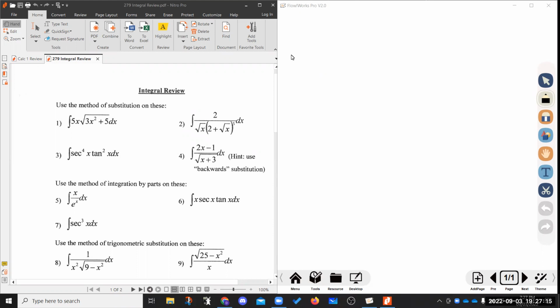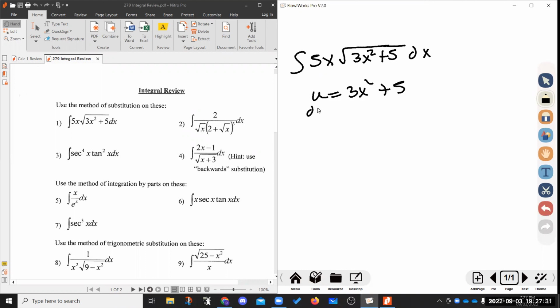So our first one is going to be a basic U substitution problem. We have 5x square root of 3x squared plus 5 dx. U is going to be the inner function of 3x squared plus 5. That makes du equal to 6x dx. We have an extra 5 that we need to get rid of, so we're going to pull that out front since it's a constant. We're going to write this as u to the 1/2. Our x dx that's left is going to be 1/6 du.